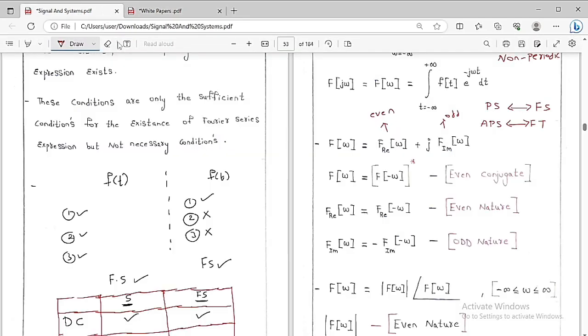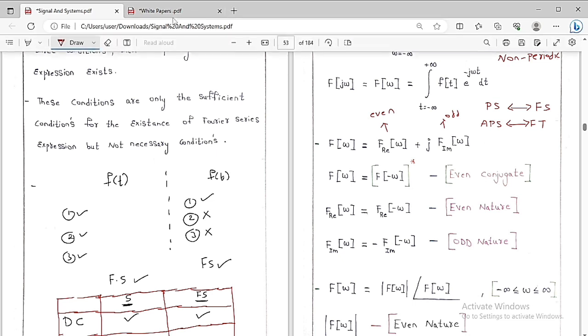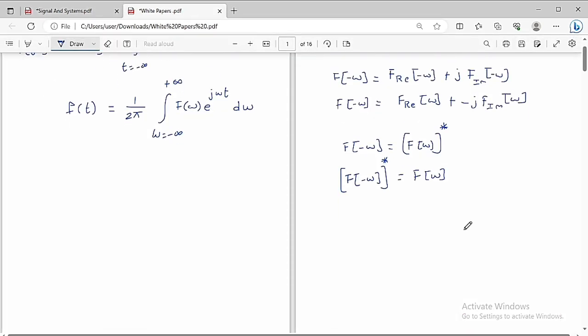So F of omega is equal to F of minus omega whole conjugate. So we can say it is an even conjugate, because F of omega is F of minus omega whole conjugate. That is the reason we say it is an even conjugate, because it is a complex signal. I have already told you for complex signals what an even conjugate and odd conjugate are.